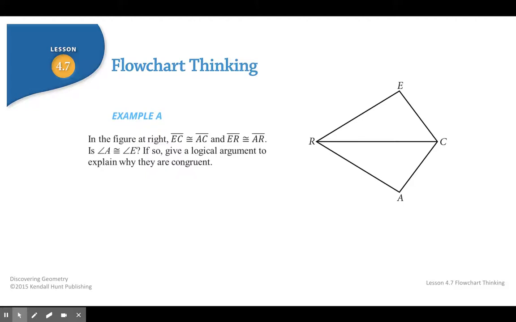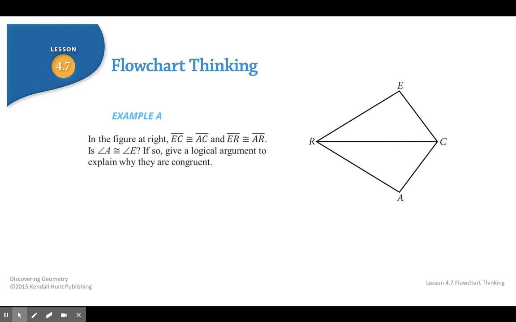So 4.7 is flowchart thinking. Basically, we're going to take a look at different ways to do a proof. I showed you a very basic version of a two-column proof where you list what you're saying on the left and then the reason why you're saying it on the right.